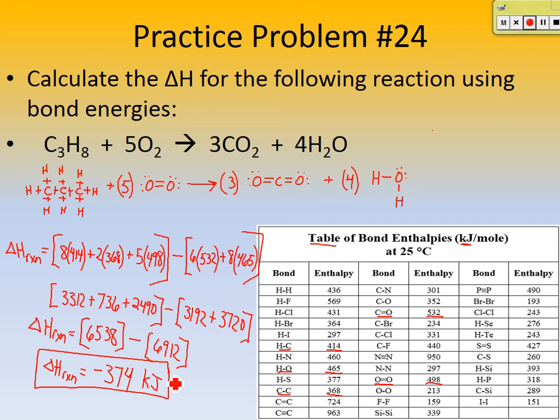Okay. Endo or exothermic? Exothermic. It's negative. It's releasing that much heat. Isn't that what we predicted before? Yeah. It is burning propane. It's going to release energy. This is like a barbecue grill. You burn propane. All right.